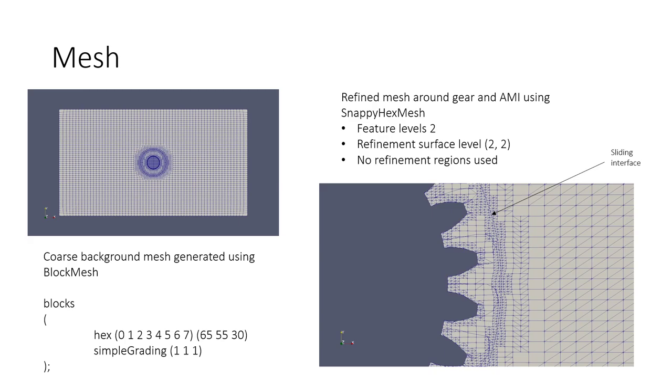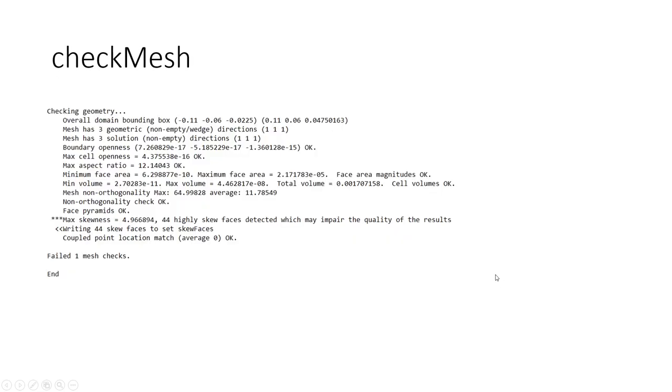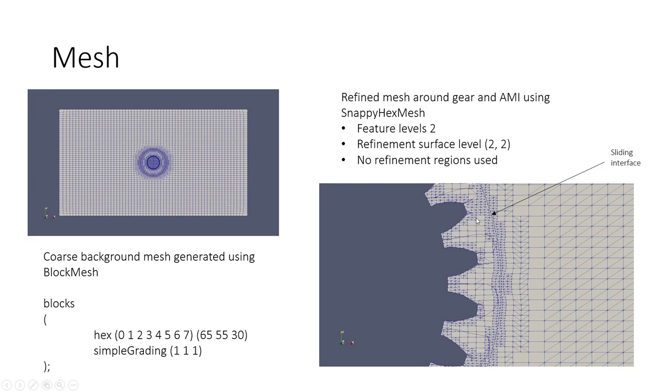Now for the mesh. The sliding mesh approach is being used. So you can see the sliding interface between the mesh that's generated for the gear and that of the background mesh. The background mesh is reasonably coarse. It's just generated simply using blockMesh, and then snappyHexMesh is used with some reasonably low refinement levels and no specific refinement regions, because all of this work is done on my personal computer, which is just a quad core machine. A much finer mesh and a much better mesh has been generated, but it's not viable for me to run that at the minute.